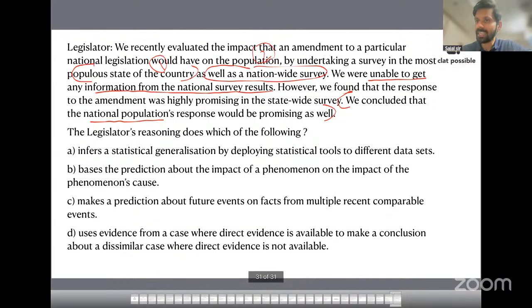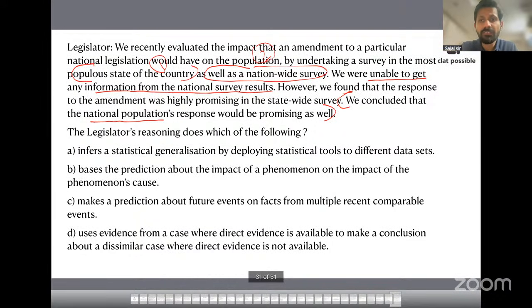Whatever evidence they had, that survey, it did not provide any sort of meaningful information, right? So now what is happening in the argument? Method of reasoning questions are like inference questions, right? You have to figure out what is actually happening in the argument.